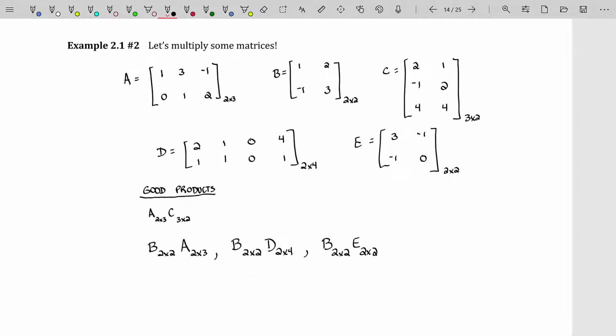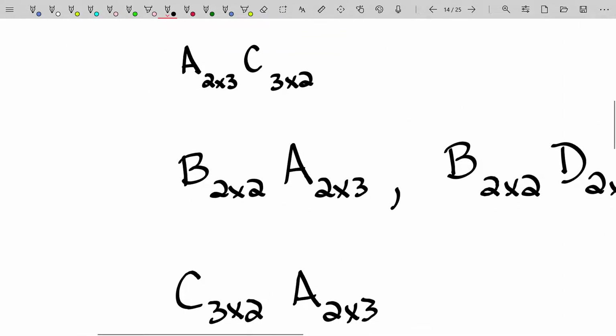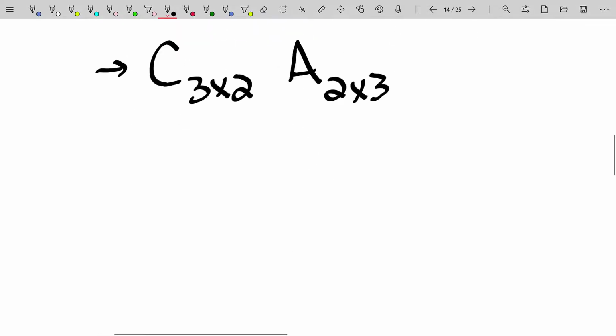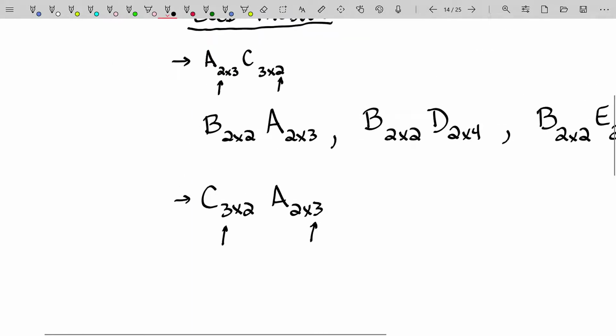Now let's look at C. C is a 3 by 2. It can multiply A. Now, I want you to notice something about C times A versus A times C. When I multiply A times C, the resulting matrix will be a 2 by 2 matrix. If I multiply it the other way around, C times A, the resulting matrix will be a 3 by 3 matrix. So this should really be convincing that matrix multiplication is not commutative. It might exist, like A times C and C times A both exist, but they're not the same result, or they don't represent the same matrices.